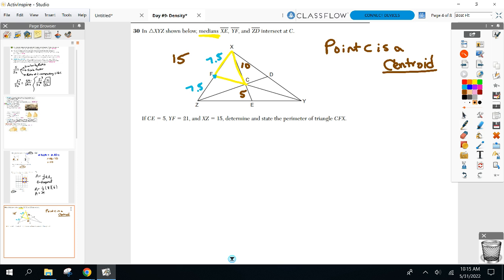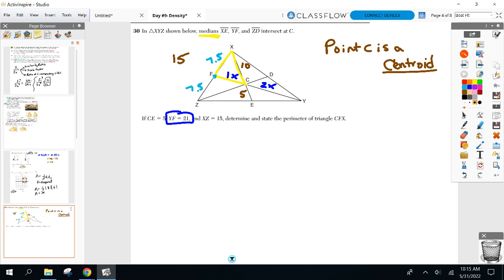Well, what do we know about YF? What do we know about median YF? The whole thing is 21. And it's a ratio of, ready? 2 to 1. Can you guys find out what FC is for me now? The whole thing was 21, and it's a ratio of 2 to 1.